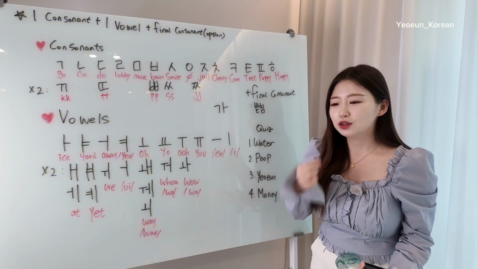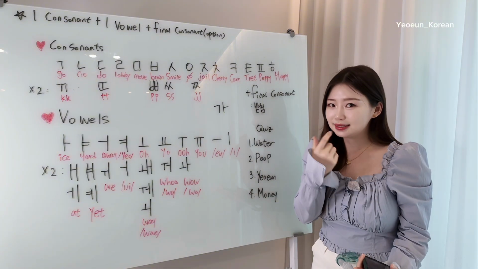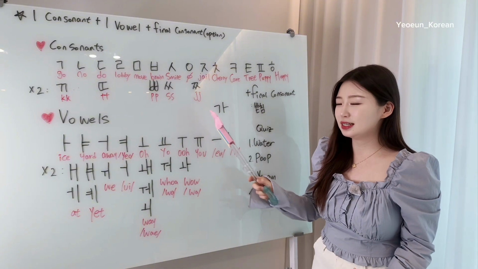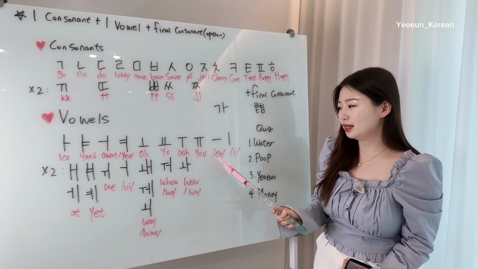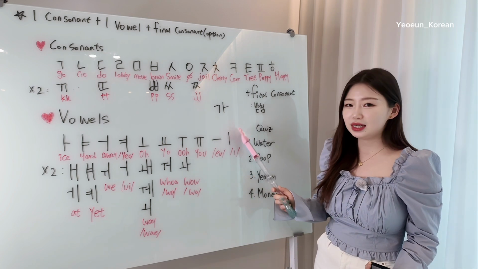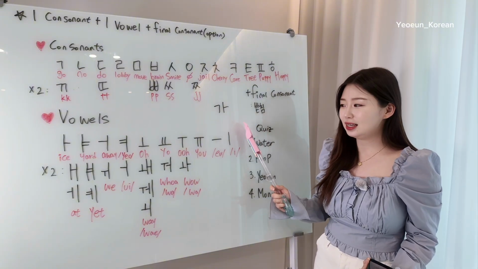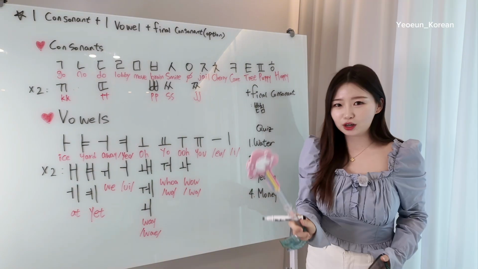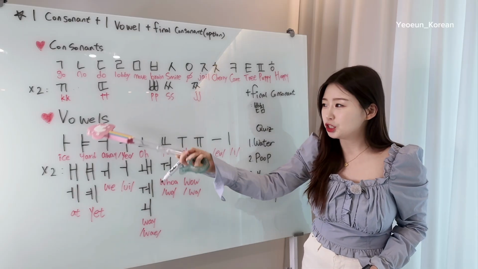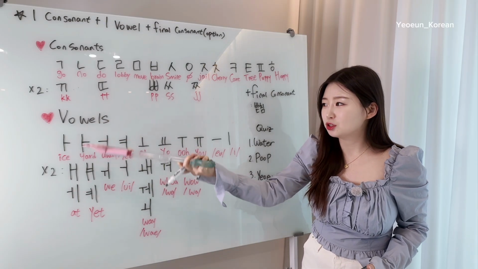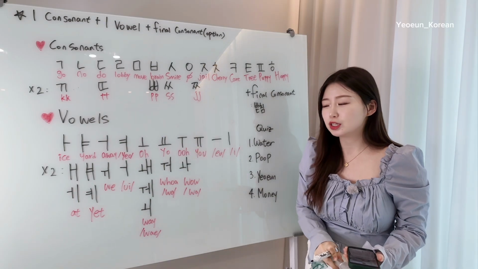Just make your lips like this, like when you're saying smile. Sound. And then we have e sound. E. Great. Alright guys, so let's move on to the diphthongs part, which is the combined version of two basic vowels.